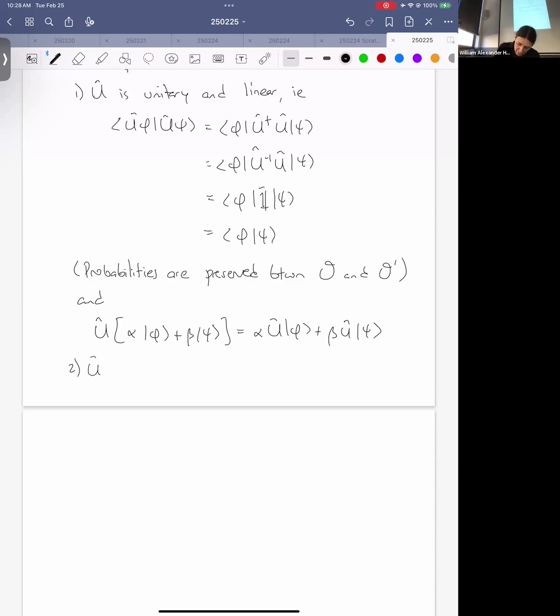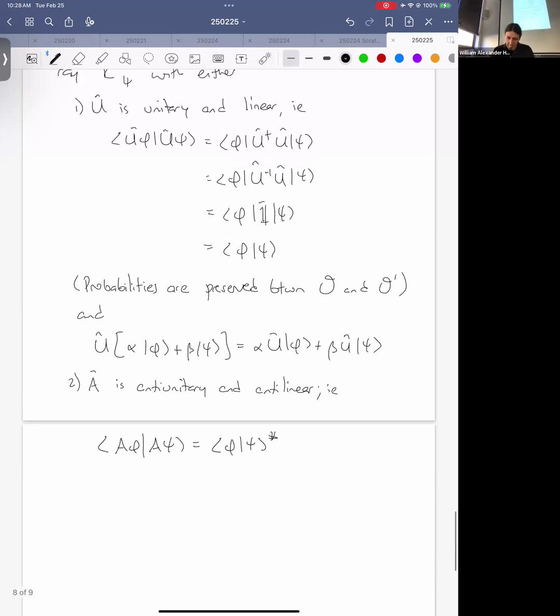Possibility two is that U is anti-unitary and anti-linear. What do I mean by that? Let's call it in fact A to differentiate. And so if I have ⟨Aφ|Aψ⟩, this is equal to the complex conjugate of ⟨φ|ψ⟩. Right, so that's the opposite of what we had up above. So we had that ⟨Uφ|Uψ⟩ gives me ⟨φ|ψ⟩. Now we have ⟨Aφ|Aψ⟩ gives me rather ⟨ψ|φ⟩. Subtle difference.